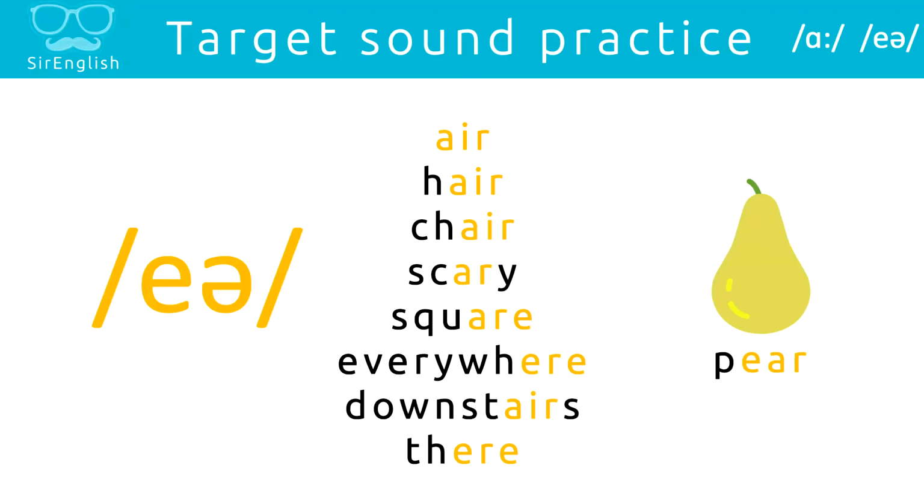Air, air. So notice it's wide and then it's relaxed. Air, air. Okay, hair. Let's look at the target sound practice list. Notice the spelling as always. In this one, you can see many examples of R, which is actually unpronounced, as I mentioned before. So, listen and repeat after me.